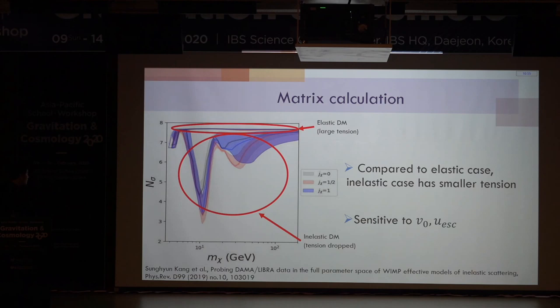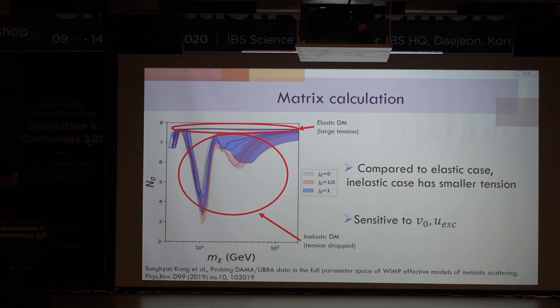One can see the upper bound for the elastic one and the lower part for the inelastic one. As you can see, compared to the elastic case, the inelastic case has smaller tension of N sigma. And these bands are due to the dependence on astrophysical parameters, V0 and USK.